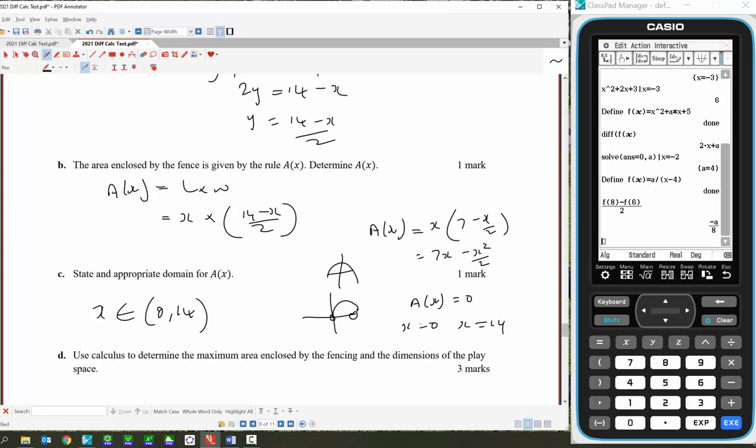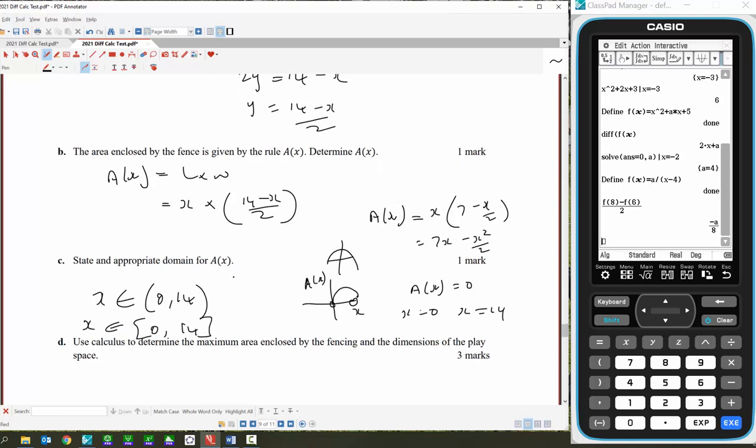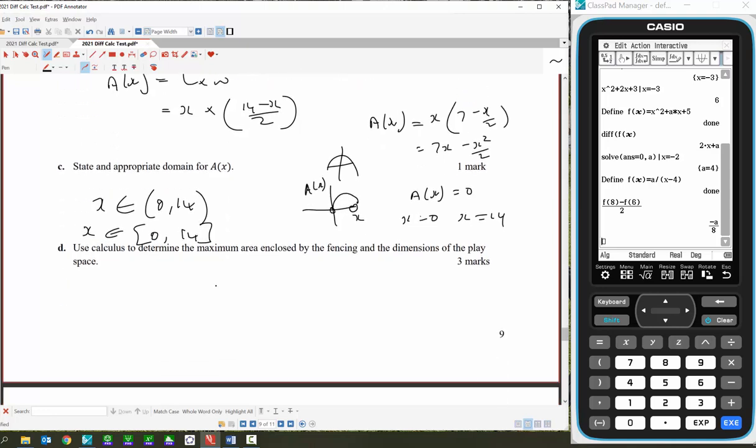so that's what our rule looks like. So this is A of x versus x. Now again, there's a mathematical argument to suggest that this is okay, which is fine. So we accepted both. Use calculus. So use calculus to determine the maximum area enclosed by fencing and the dimensions of the play space. So you had to use calculus.